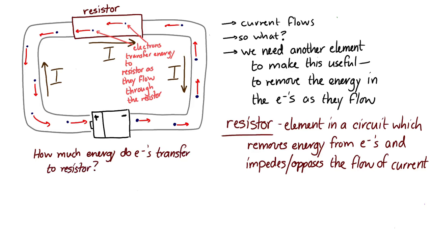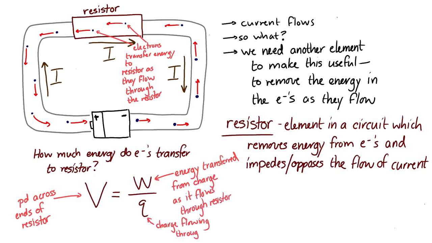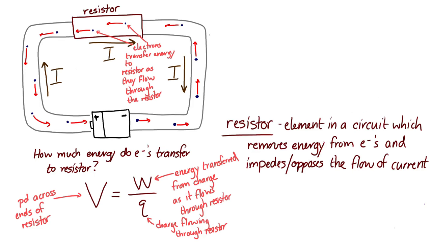If the potential difference here is the potential difference across both sides of the resistor, then the work here is the energy that is lost by an amount of charge as it flows through the resistor, and Q is the amount of charge that flowed through the resistor. Now we have another relationship here, and that is that the resistance of a resistor, capital R, is equal to the potential difference across the resistor divided by the current through the resistor.